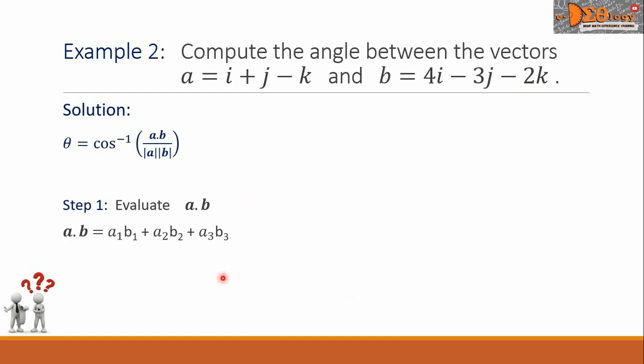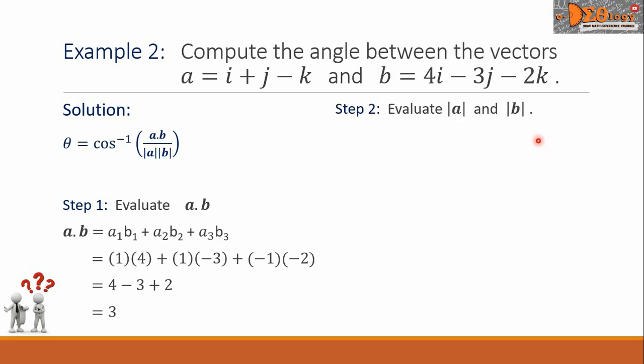Substituting the corresponding values, A sub 1 times B sub 1 is 1 times 4, plus A sub 2 times B sub 2, that is 1 times negative 3, plus A sub 3 times B sub 3, that is negative 1 times negative 2. Let us now simplify the corresponding products. 1 times 4 is 4, 1 times negative 3 is negative 3, negative 1 times negative 2 is positive 2. So we have 4 minus 3 plus 2. The final answer is 3.